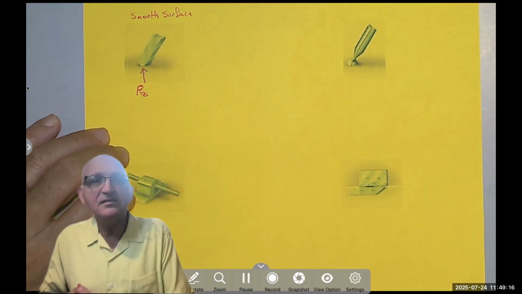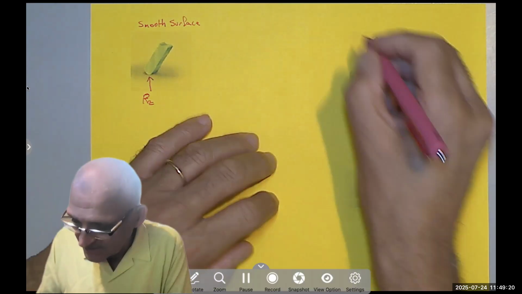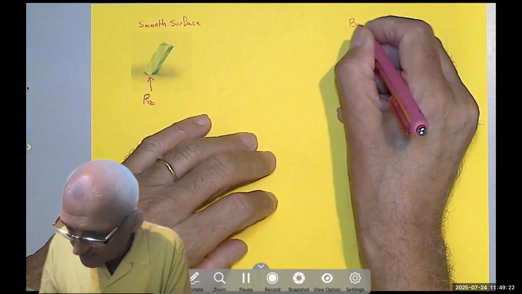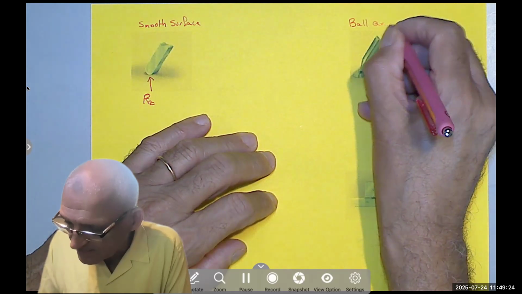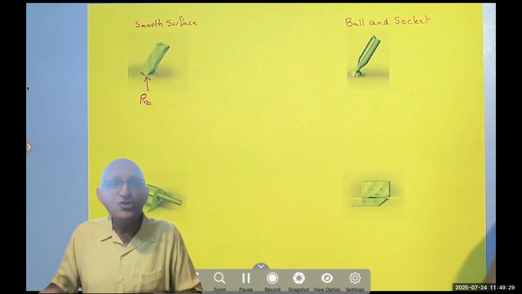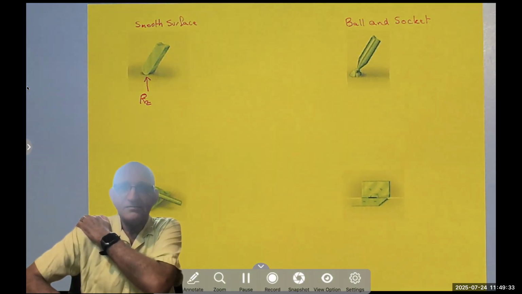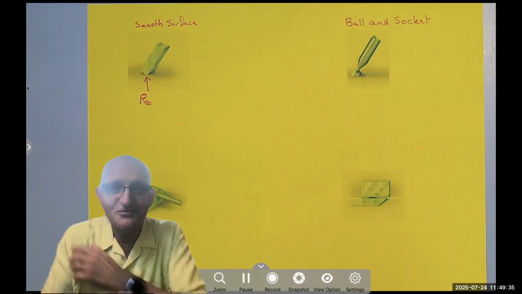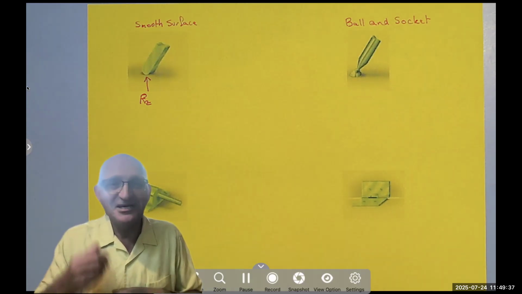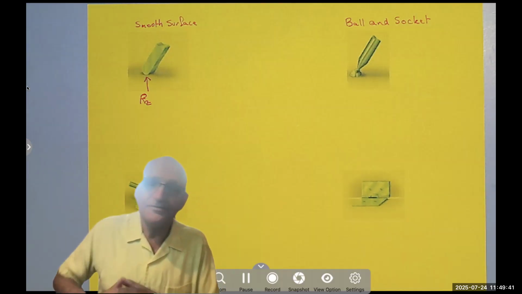The second most common and easy one is called the ball and socket. A ball and socket, as I always told my students, you have two of them in your body. You have your shoulder. My right shoulder is not working fine, but when I was younger, it was. And your hip joint.